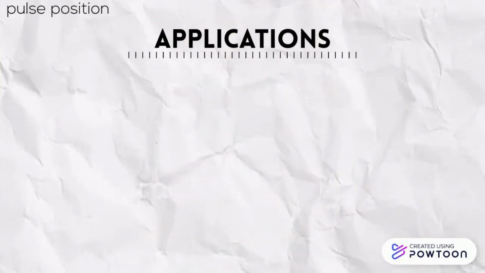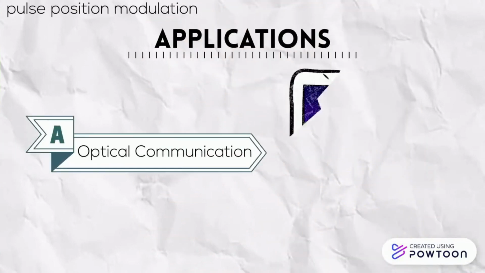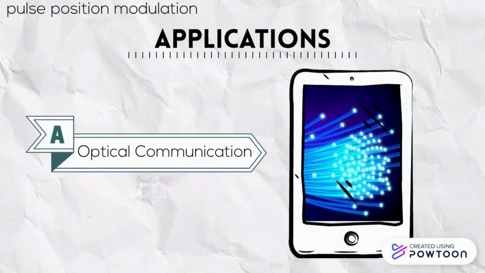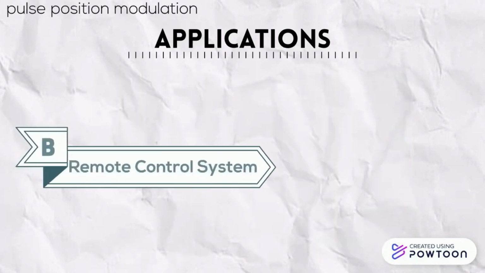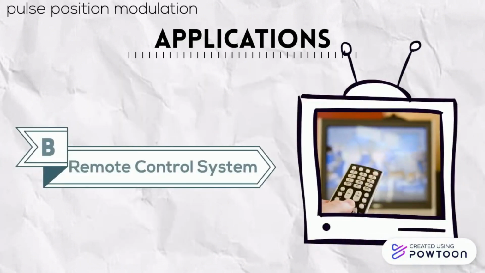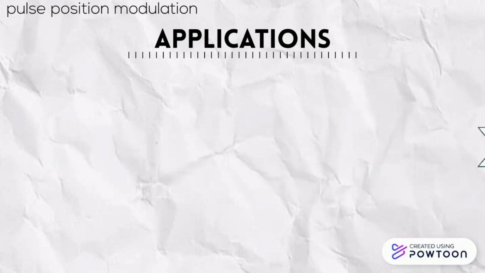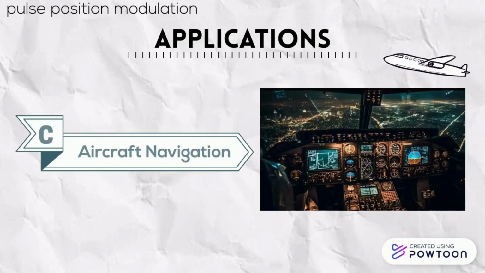Next is the application of PPM. The first one is optical communication, for example, optical fiber. The next one is remote control systems, for example, television, DVD players, air conditioners, and other household appliances. And the last one is aircraft navigation. PPM is used in various communication systems for aircraft navigation, providing reliable transmission of navigational data.